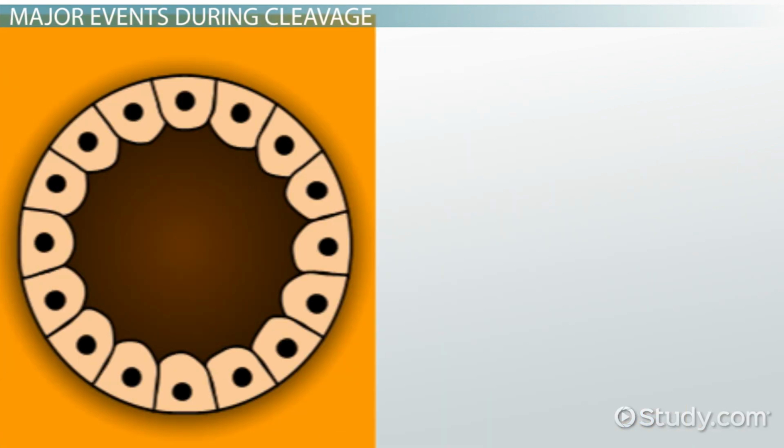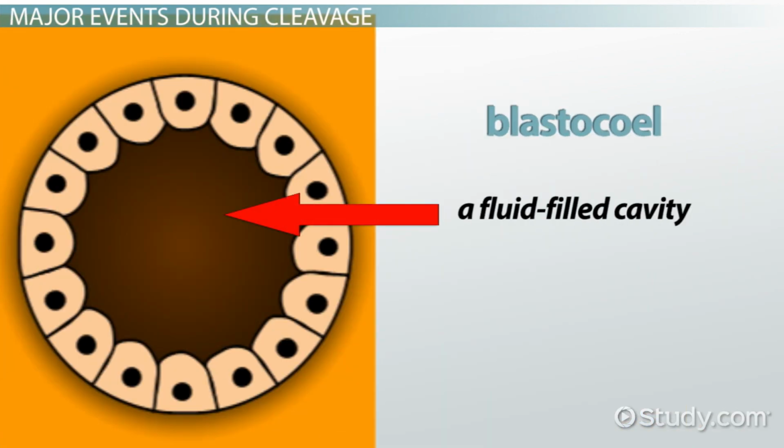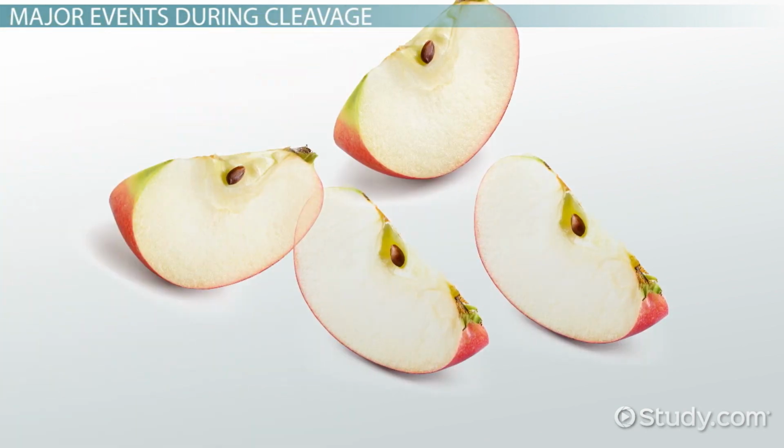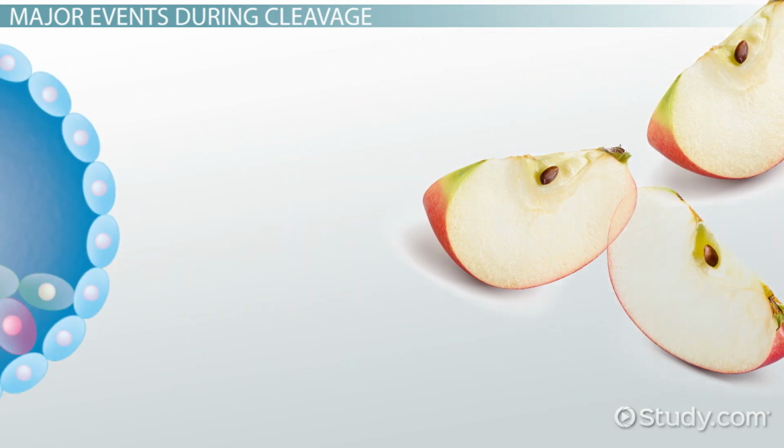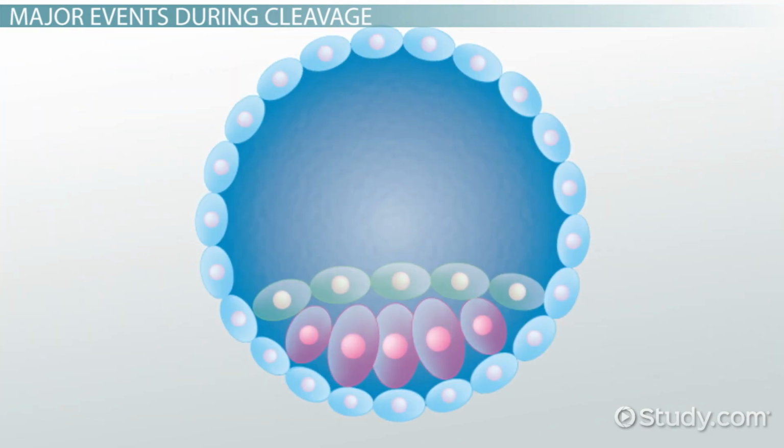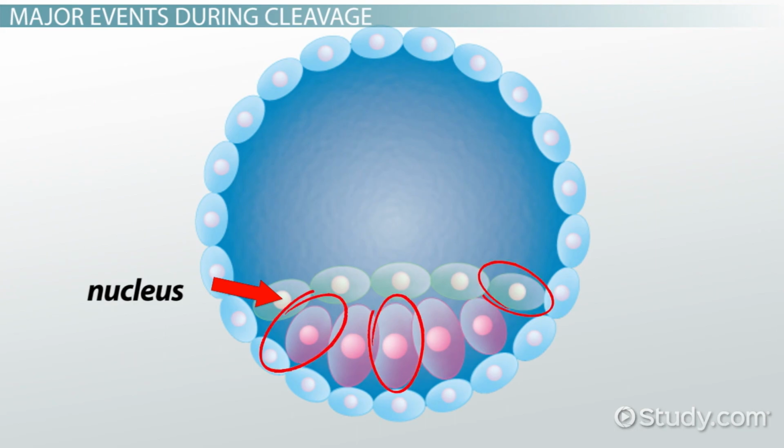And inside this ball is a fluid-filled cavity called the blastocele. Unlike our apple, though, which is now just many equal-sized pieces of one apple, each new cell that is formed from division has its own nucleus and is its own independent cell.